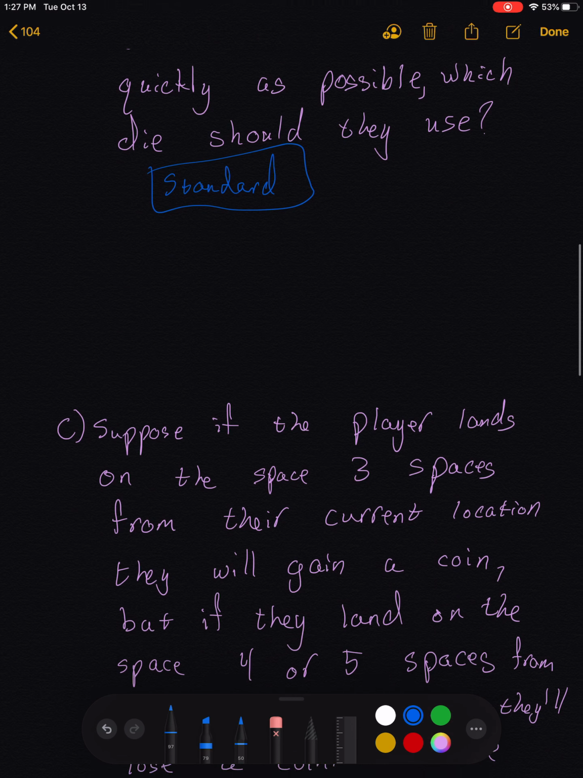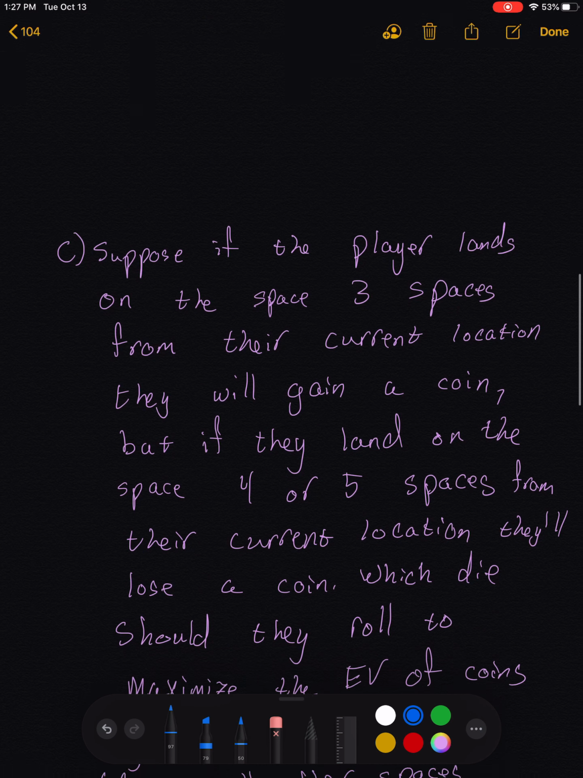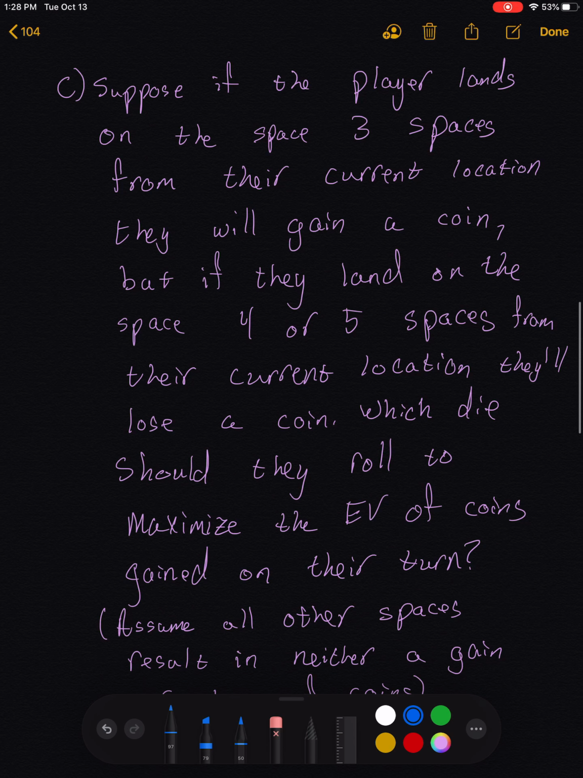So let's bring some of that into the equation. Suppose if the player lands on the space 3 spaces from their current location, they gain a coin. And we don't need to know what the coin is. The coin is just some measure of currency in this game. But if they land on the space 4 or 5 spaces from their current location, they'll lose a coin. So wherever they are now, if they land 3 spots away, they gain a coin. If they land 4 or 5 spots away, they lose a coin.